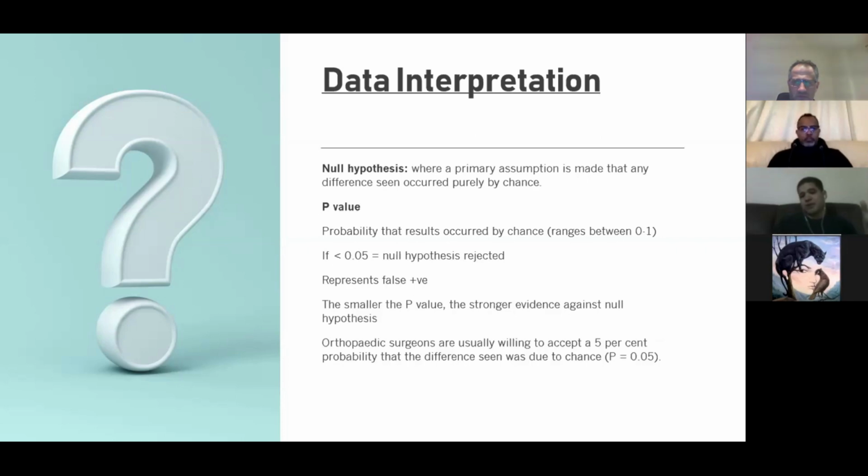That is the p-value. The lower the p-value is, the stronger the evidence, because if the probability that the value occurred by chance is less, that means you have strong evidence, and vice versa. In orthopedics, we accept up to 5% p-value, and you will find this in all of our research, like p equal 0.05, 0.001, but you will never find it more than 5%.